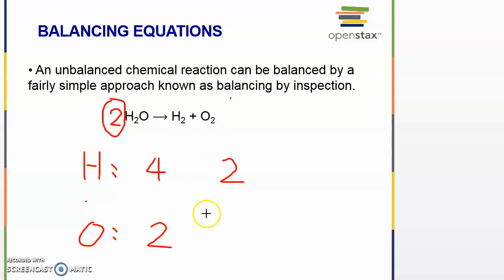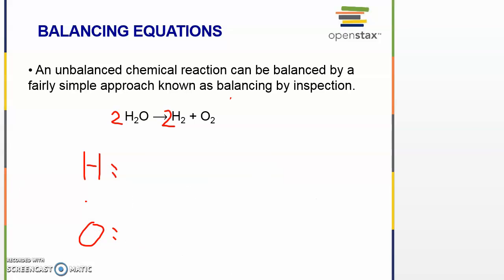All right, how about on the right side? What do I have? For oxygen, I have 2. So oxygen is balanced, but hydrogen is not balanced. So what I can do here is try to balance it so both sides have the same. So I'm going to put the 2 over here. Okay, after I put the 2 over there, let's check everything again.